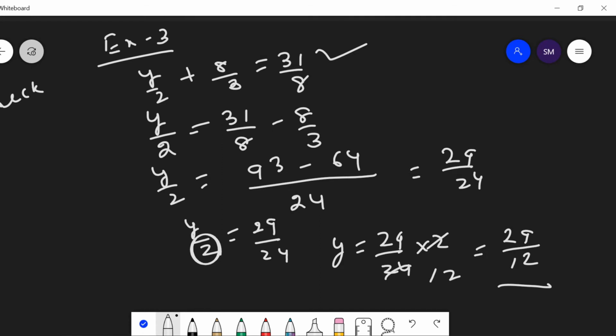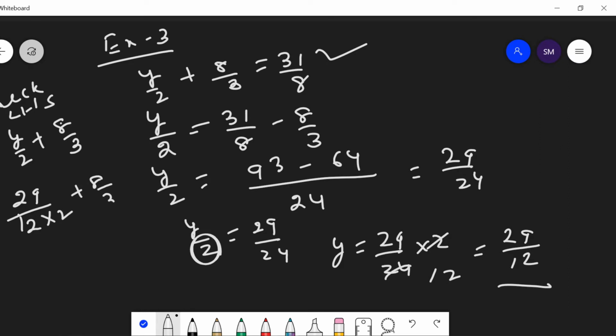in LHS. Here the equation is y upon 2 plus 8 upon 3. This is LHS. Then put the value of y as 29 upon 12. 29 upon 12 into 2 plus 8 upon 3. This is equal to 29 upon 24 plus 8 upon 3. Then take the LCM as 24. Then this is 29 plus 64.